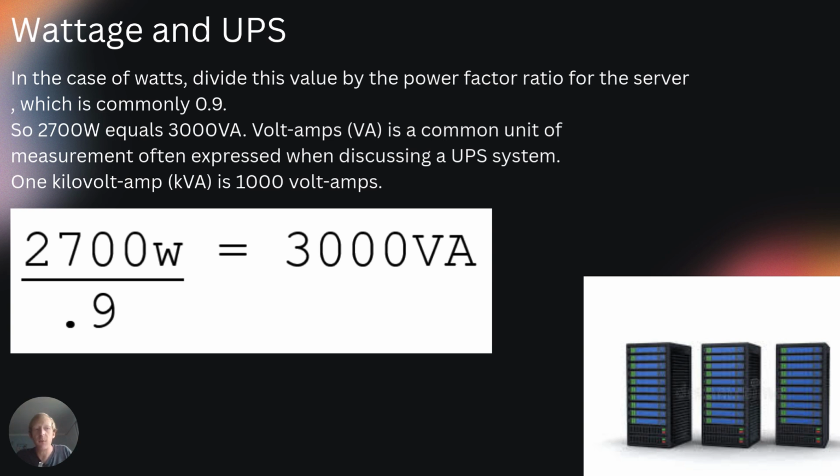So one server, I'll give you the watts. 2,700 watts is what it's pulling. So we're going to divide that by 0.9. That is the volt-amps. So now we know one server's 3,000 volt-amps. I'm going to give you 3 servers to calculate the load on in the next slide. So just remember that 1 is 3,000.